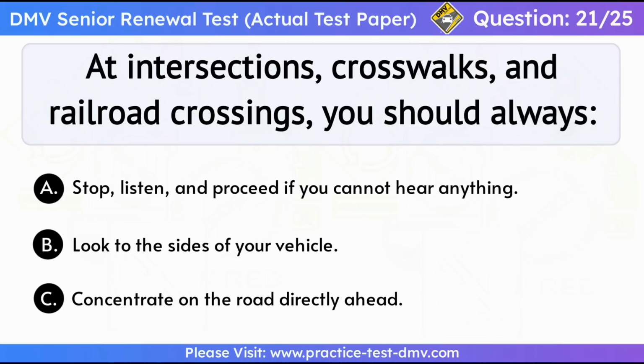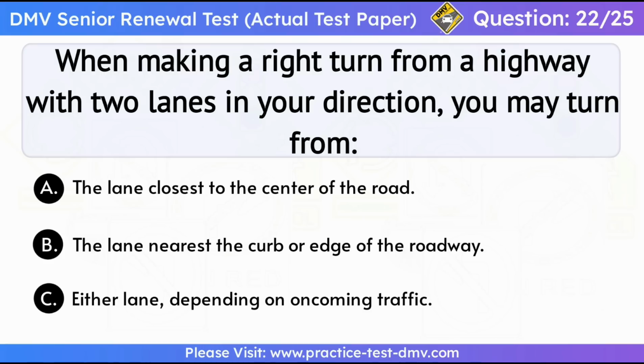Question 21. At intersections, crosswalks, and railroad crossings, you should always A. Stop, listen, and proceed if you cannot hear anything. B. Look to the sides of your vehicle. C. Concentrate on the road directly ahead. Correct answer, B. Look to the sides of your vehicle. Any time you come to a place where people may cross or enter your path, or where one line of traffic meets another, you should look to the left and right sides of your vehicle to make sure no one is coming.